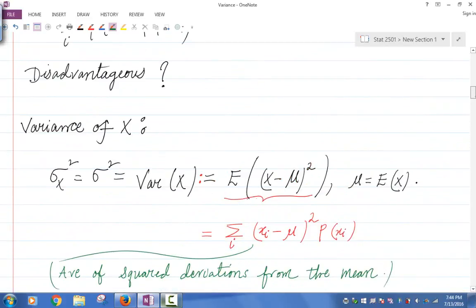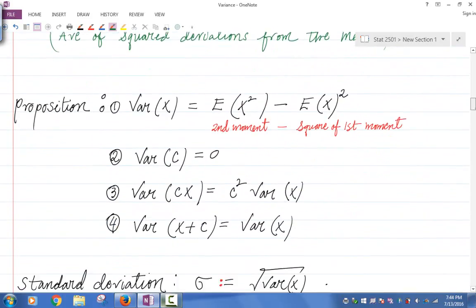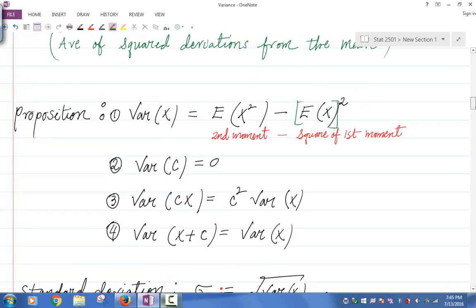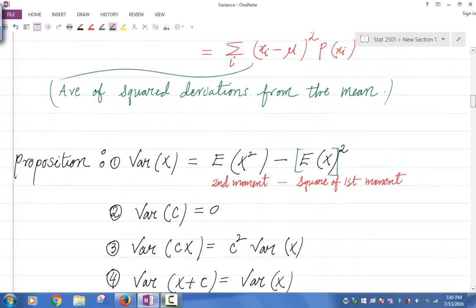Let me list out the properties of variance, which we're not going to prove, but they are pretty easy to prove. Number one, the variance of a random variable X is the same as the expectation of X squared minus the expectation of X, whole squared. It might be more clear to you if I put square brackets here. Notice that the expectation of X squared is the second moment, and the second term here is the square of the first moment.